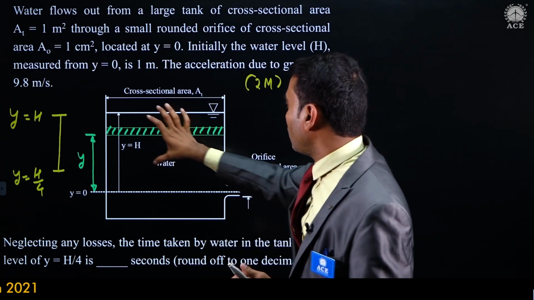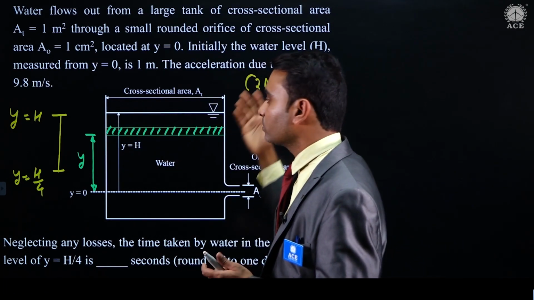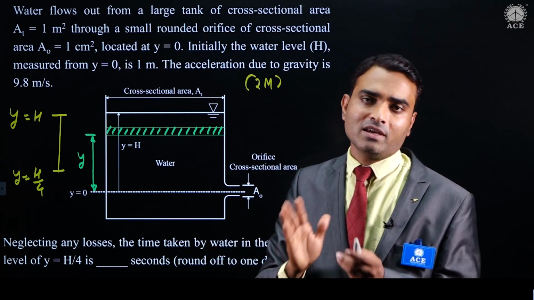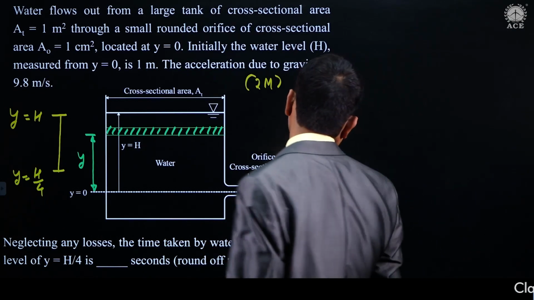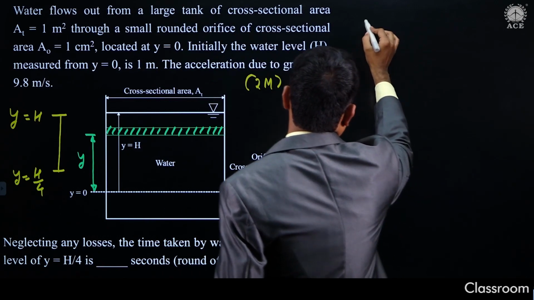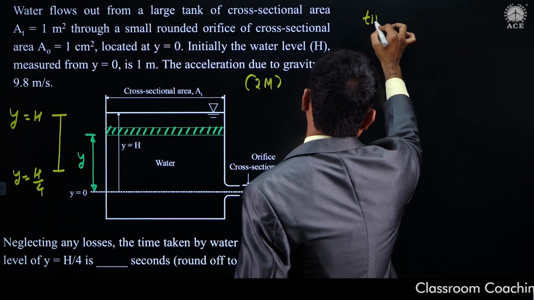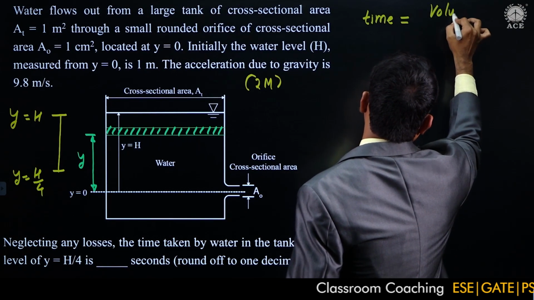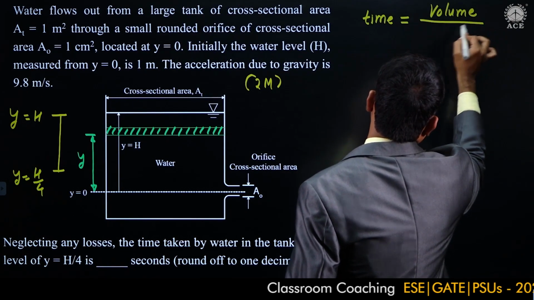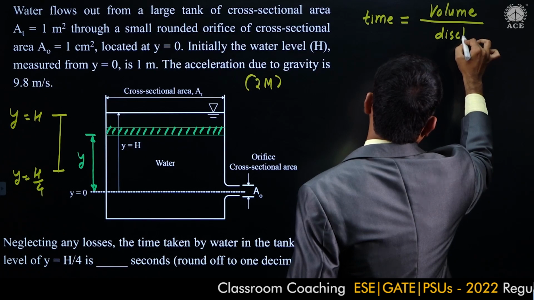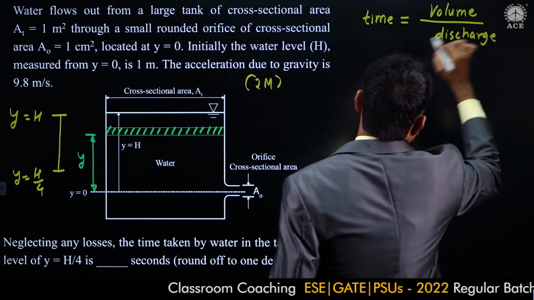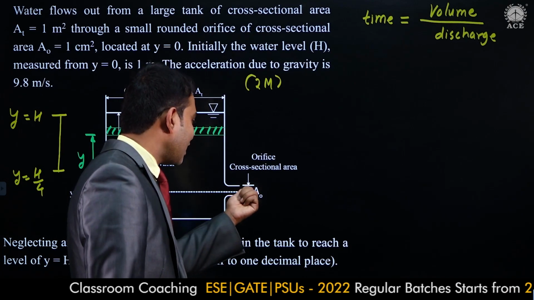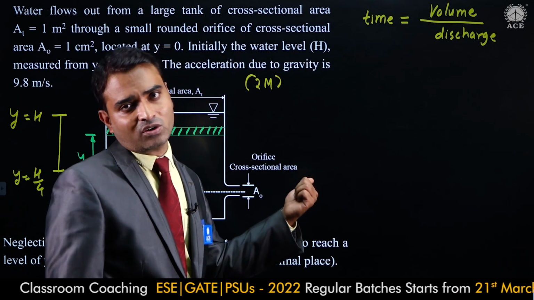Second thing is quantity of water which you have to remove. If you want to remove more amount of water, then time will be more. Agreed? So basic formula for time is equal to volume which is required to remove divided by discharge. Yes or no? But here problem is the discharge which is coming out of this nozzle, it is not constant.